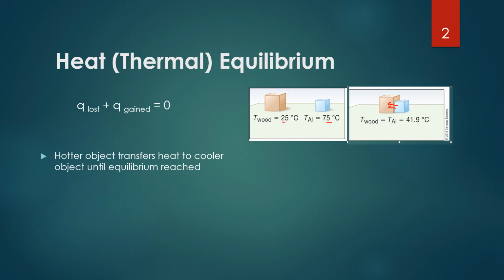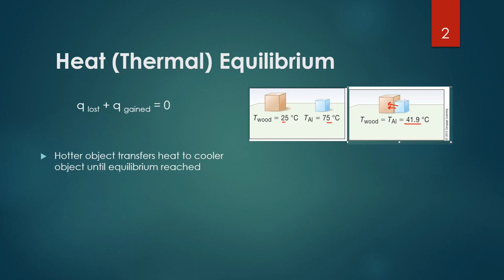But since it's transferring its heat, as it makes the wooden block temperature go up, the aluminum block temperature is going to go down. And this process is going to continue to happen until both objects reach the same temperature. In this case, they equilibrate at a temperature of 41.9 degrees Celsius.